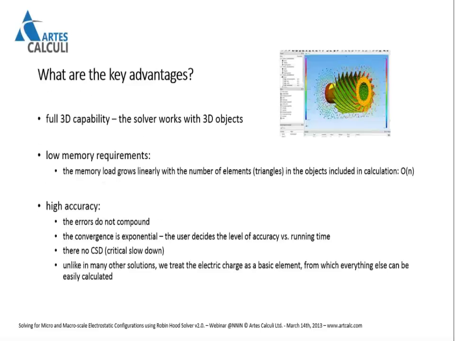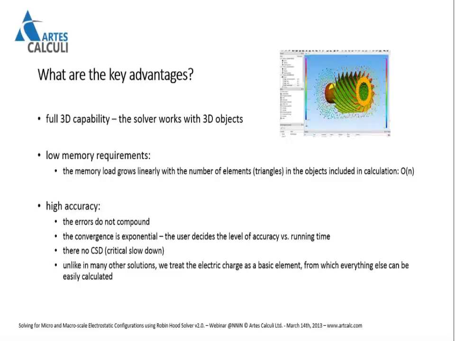The key advantages of our software are that it is a full 3D solver. It does not work on 2D objects, but on 3D objects instead. It has very low memory requirements, as mentioned previously, because the memory load grows linearly with the number of elements in the model. It also has very high accuracy because the errors do not compound and there is no critical slowdown. It is not possible in our software to get stuck at some point in the problem and be unable to move on, which is sometimes the case with similar software packages.